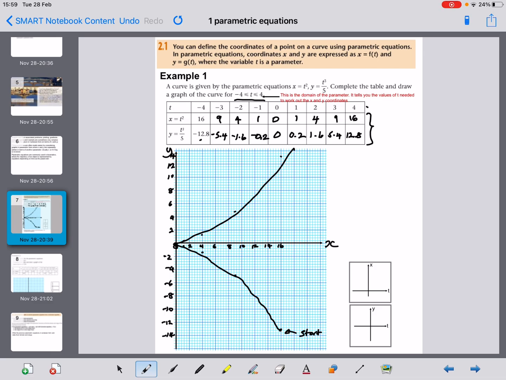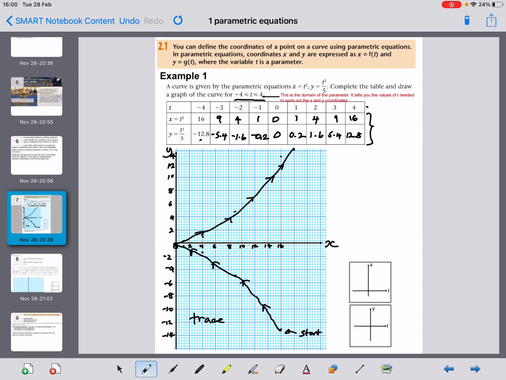Okay, now I've drawn it that way for a purpose. The direction that it's being plotted in as t increases is called the trace. So I'm just going to put some little arrows on. You don't need to necessarily, but that is called the trace. And it's important that you understand the direction that the graph is being traced out in as t increases.